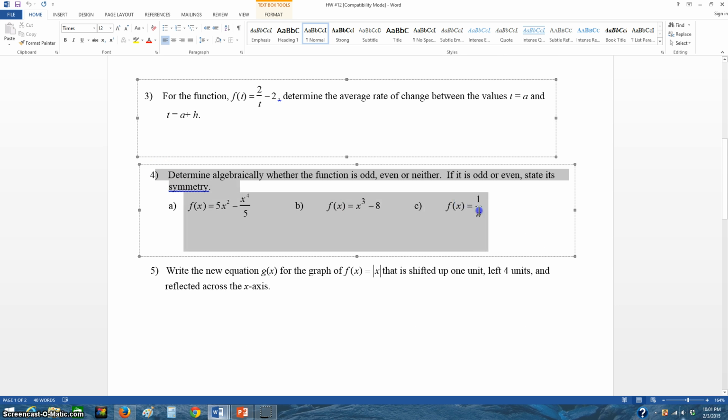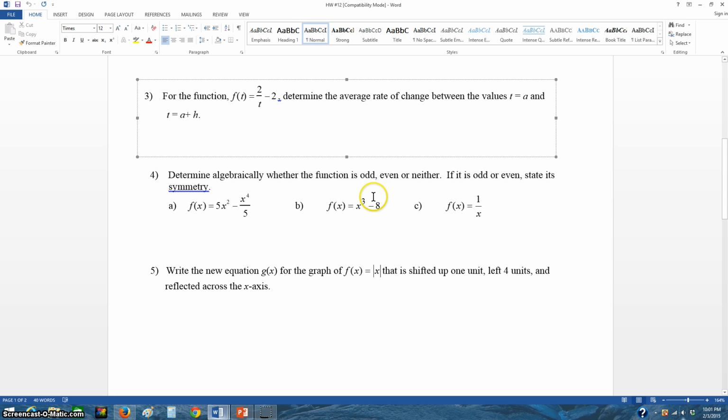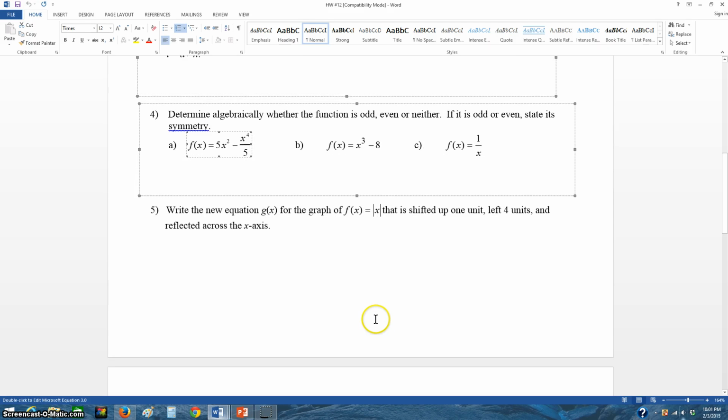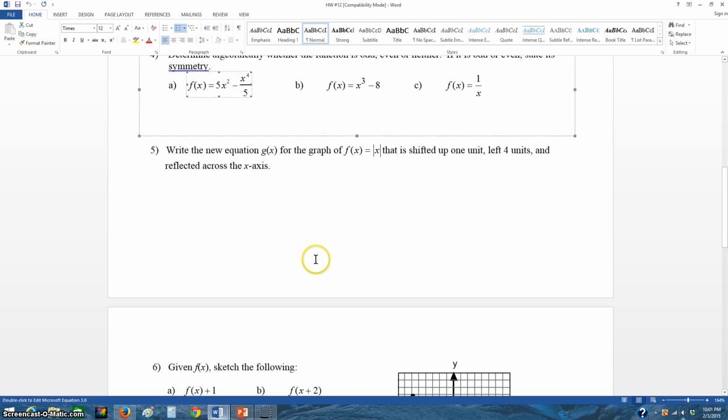Number 4 is one that you should be able to do: odd or even. Do each one. If it provides you with the original equation, it's even. If it provides you with the opposite, it's odd. And of course, if it's neither, it's neither. Then also don't forget to state its symmetry. Remember that even has symmetry about the y-axis, odd has symmetry about the origin, and neither of course has no symmetry.